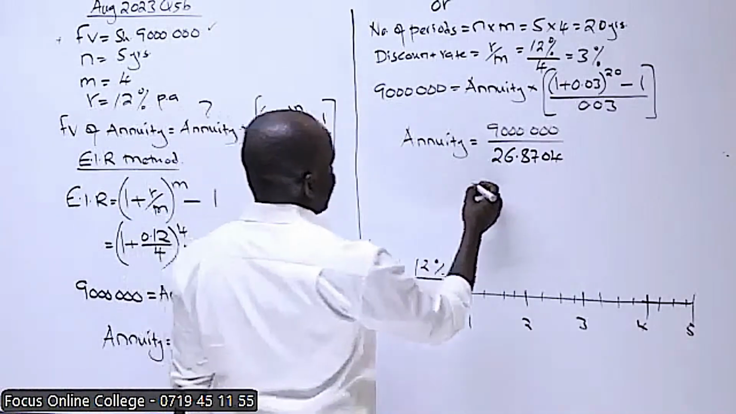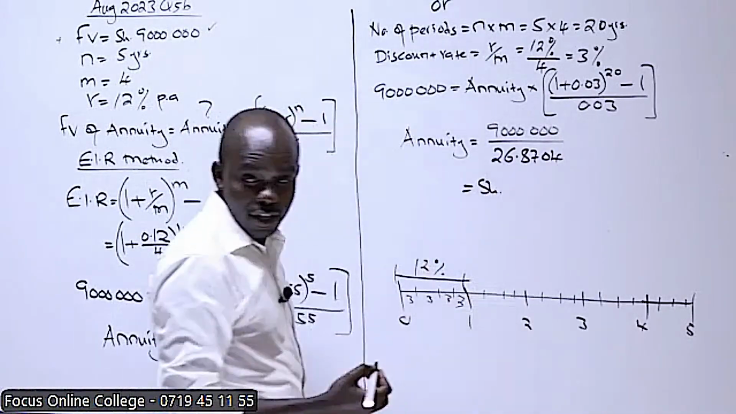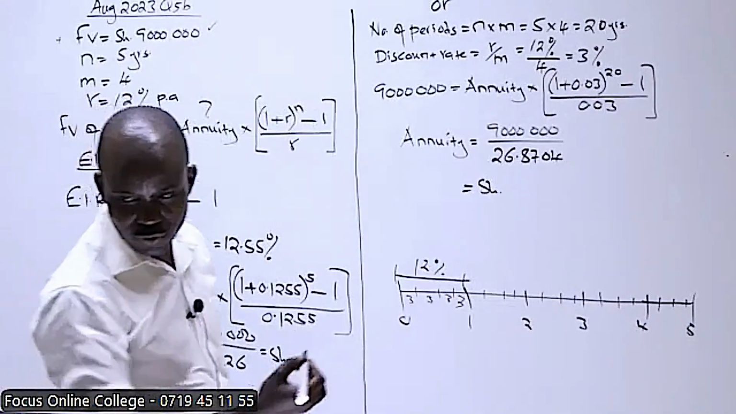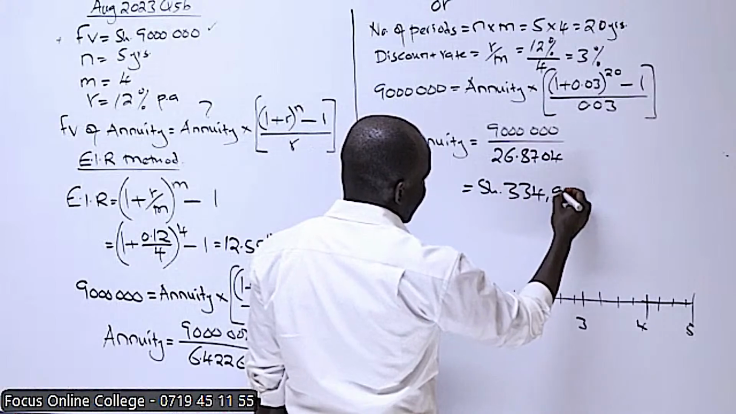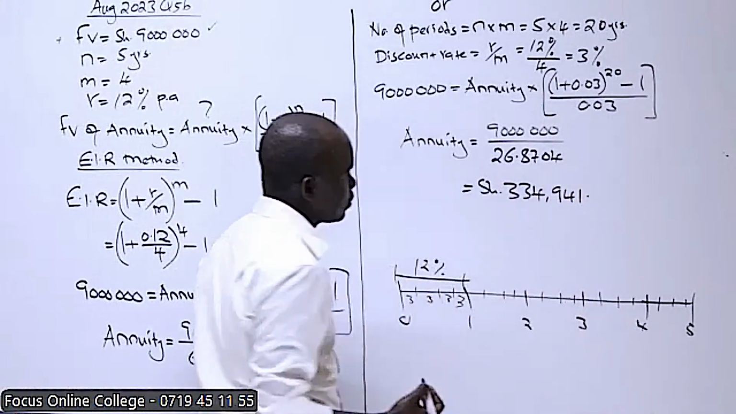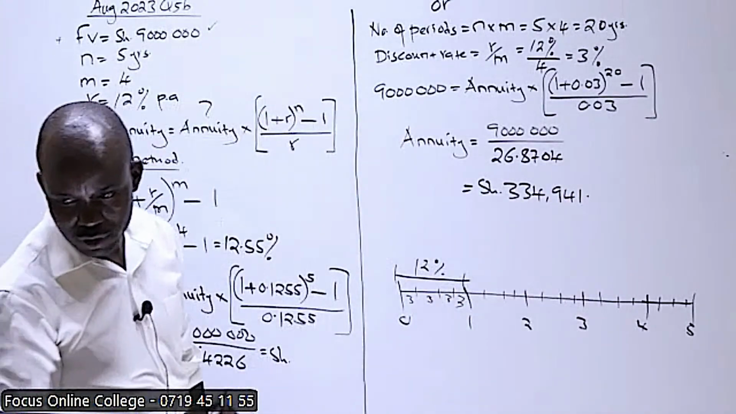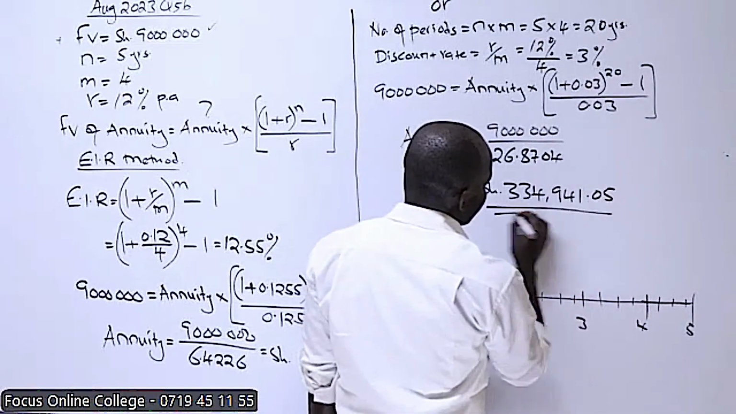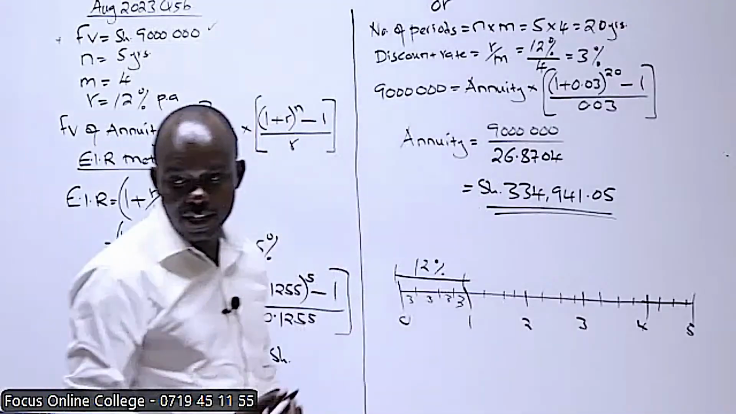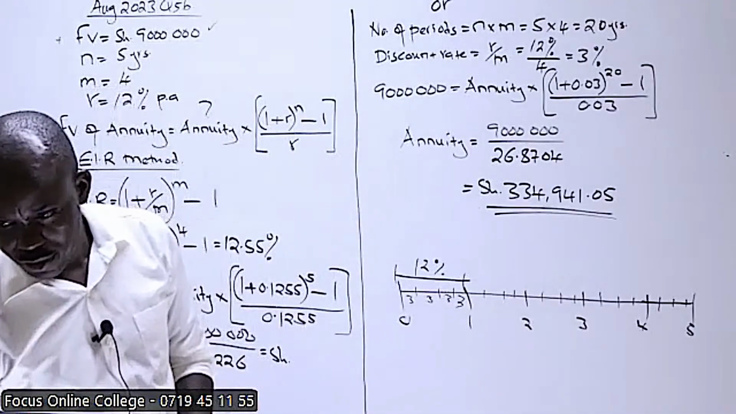Then here the annuity, you're saying shillings 334,941.05. So that should be the correct answer.